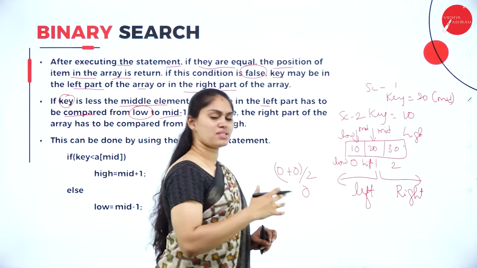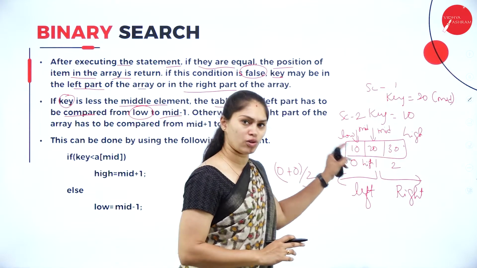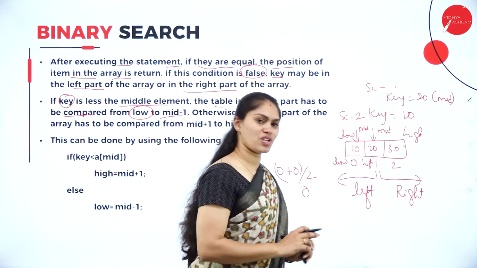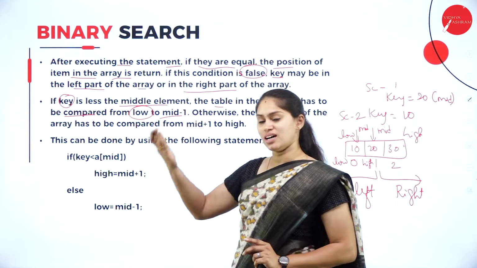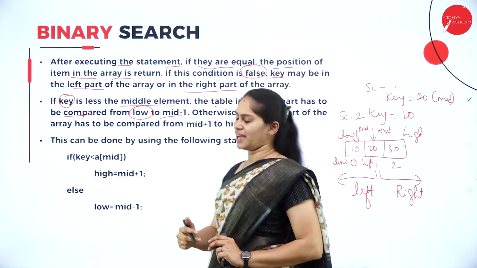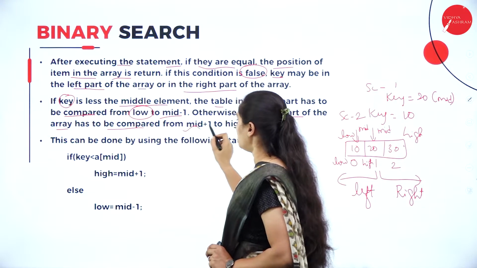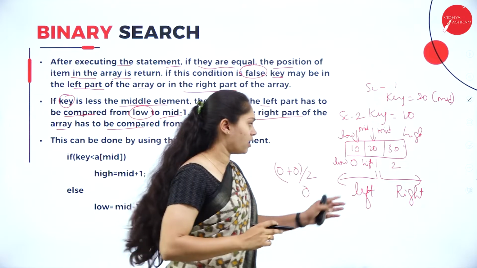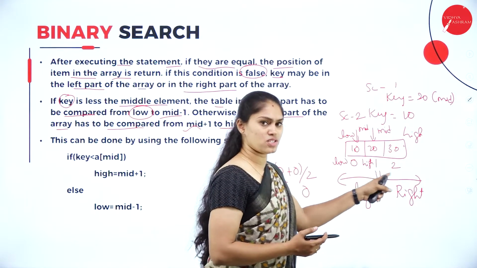Then if I am searching for the element which is exactly at the middle, yes, 10 is equal to 10, then it will return the position 0. Okay. What if I am searching for the element which is on the right side, or which is greater than the key element? Then the right part of the array has to be compared, from mid plus 1 to high. So here mid is this 1. Mid plus 1, then this 2, the position 2.